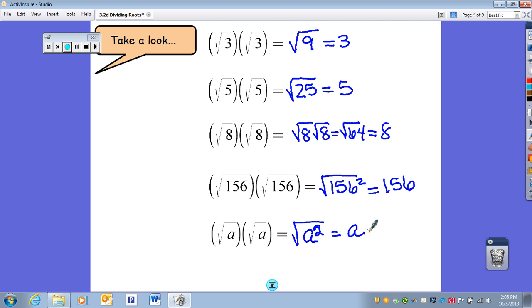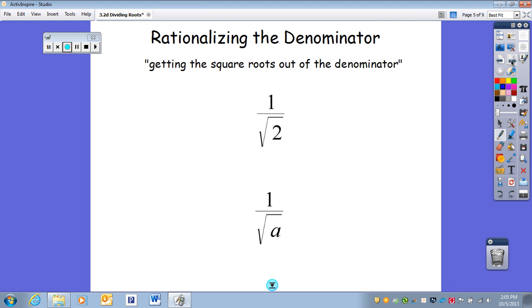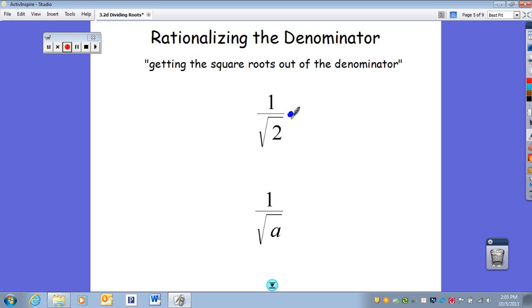That's going to be an important concept as we move on to our next topic, which is called rationalizing the denominator. This is a way for us to get rid of the square root in the denominator. Here's how this works. We are going to multiply the denominator times itself. When we do this, the square root of 2 times the square root of 2 is going to be the square root of 4, which we know is 2.